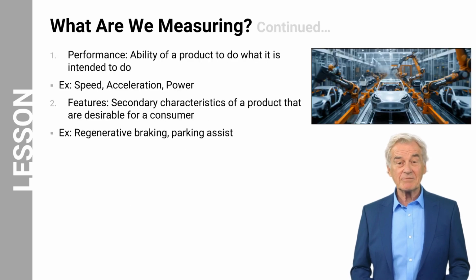Performance is defined as the ability of a product to do what it is intended to do. Examples of this could be speed, acceleration, or motor output power. Features refer to secondary characteristics of a product that are desirable for a consumer, such as regenerative braking, parking assist, etc.